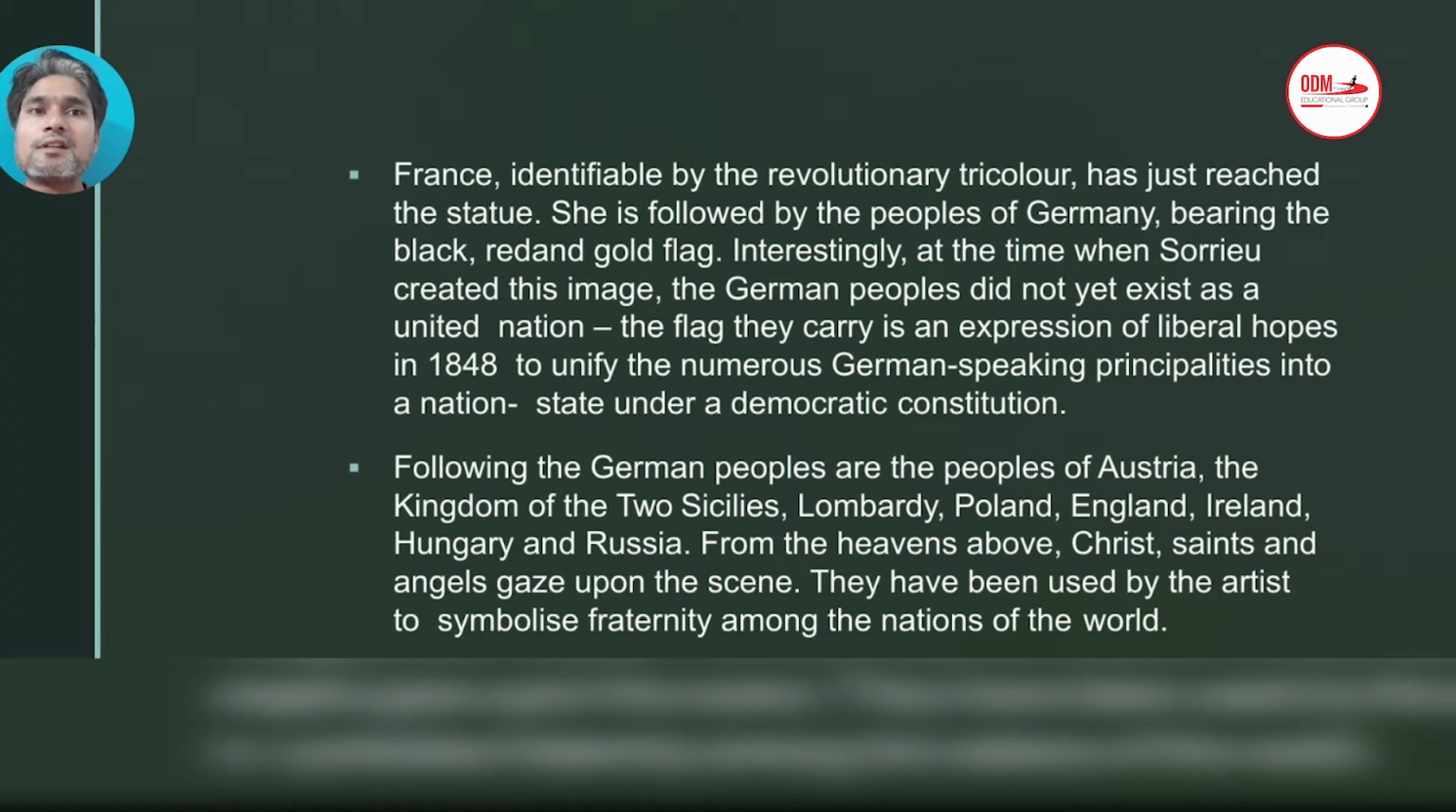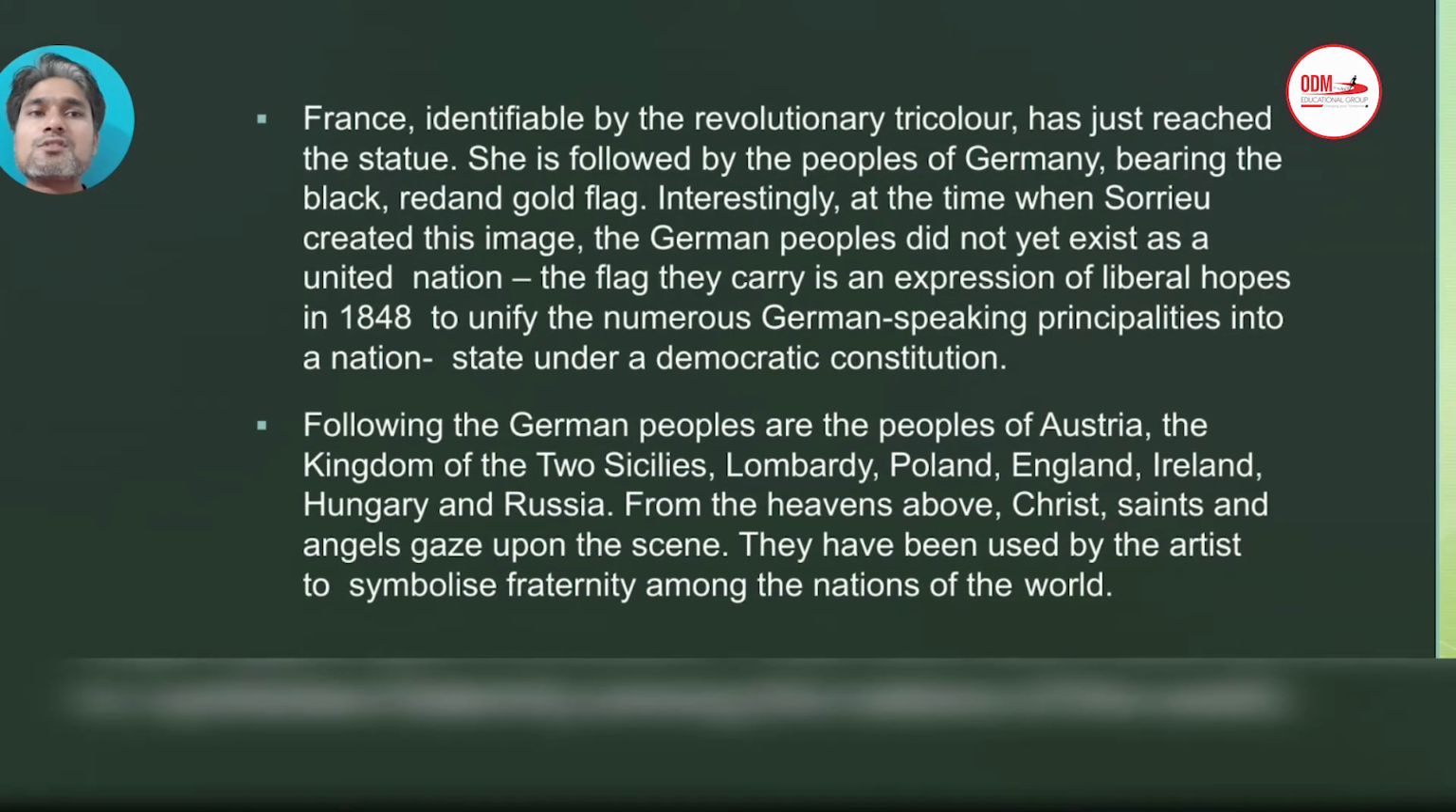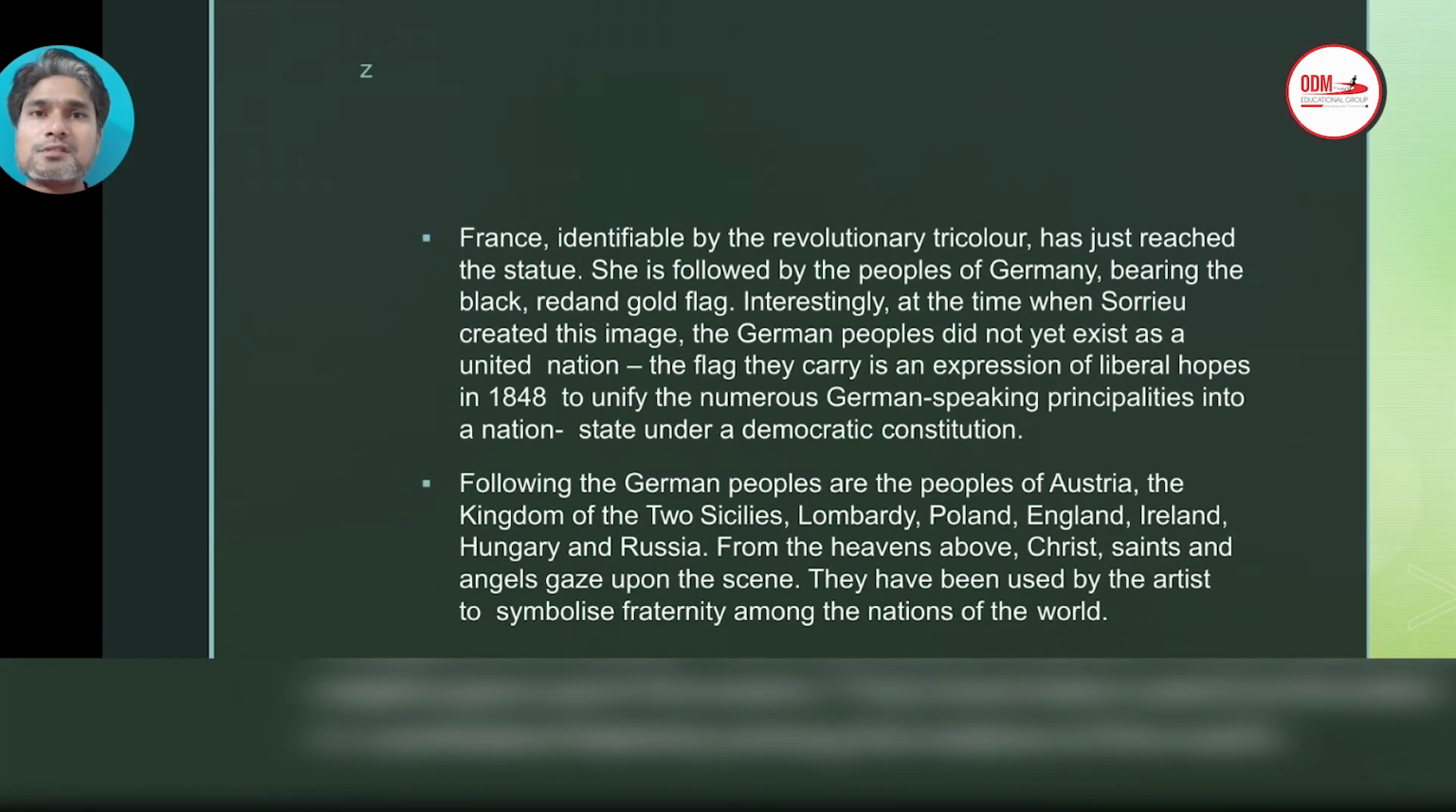Following the German people are the people of Austria, the Kingdom of the Two Sicilies, Lombardy, Poland, England, Ireland, Hungary and Russia. From the heavens above, Christ, saints and angels gaze upon the scene. They have been used by the artist to symbolize fraternity amongst the nations of the world. So the important thing here is the three principles on which the whole French Revolution was based. We have discussed them: equality, fraternity and liberty.